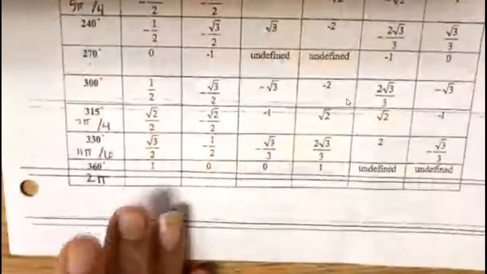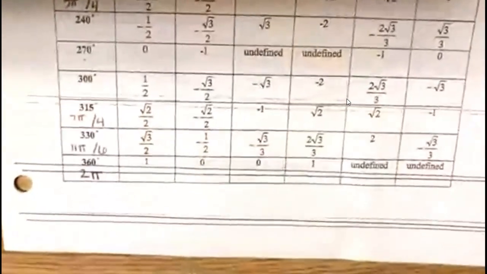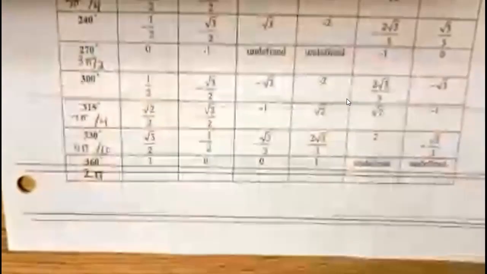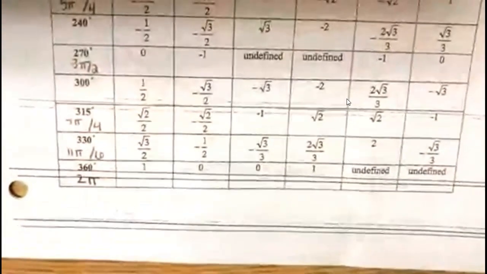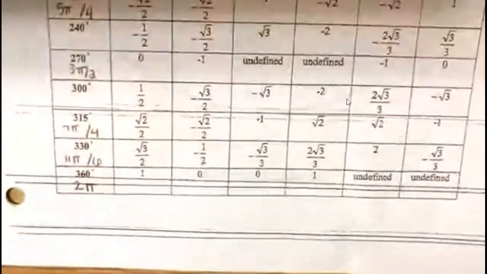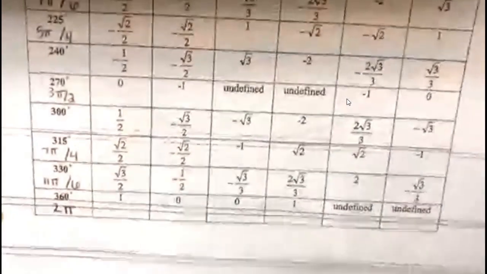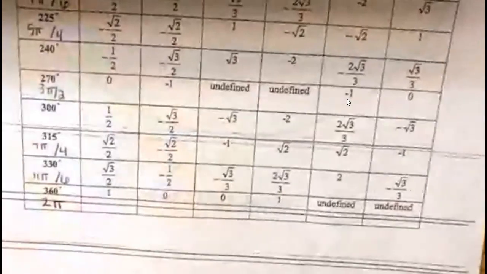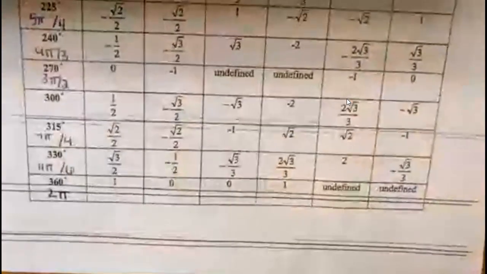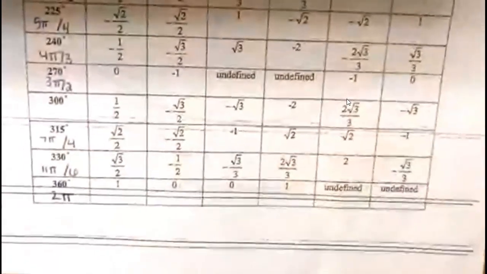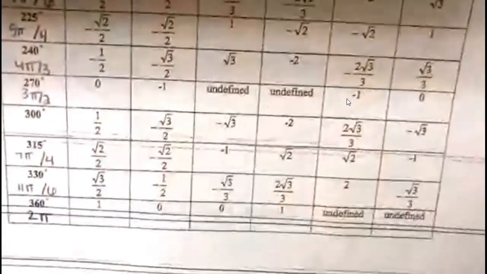270 is 1.5 of our unit circle's circumference. So we have pi, and 270 is 3 pi halves. And then 240 and 300 are both going to represent our 60-degree angles. So 240 is 4 pi thirds, and 300 is 5 pi thirds.